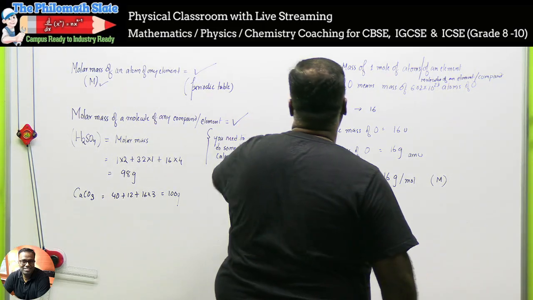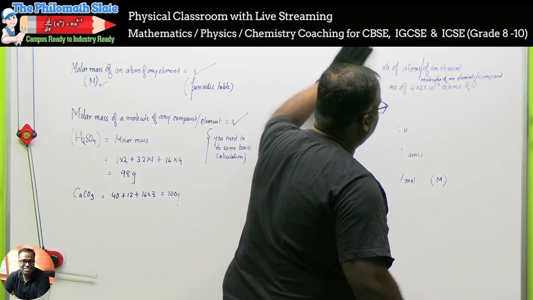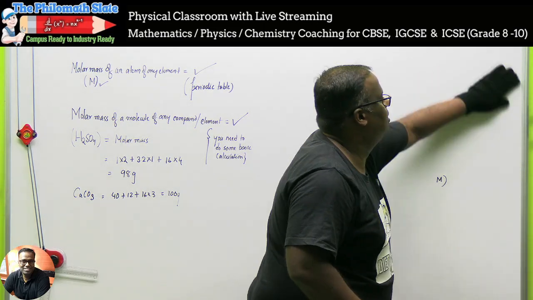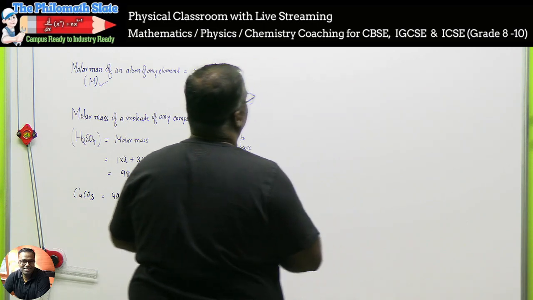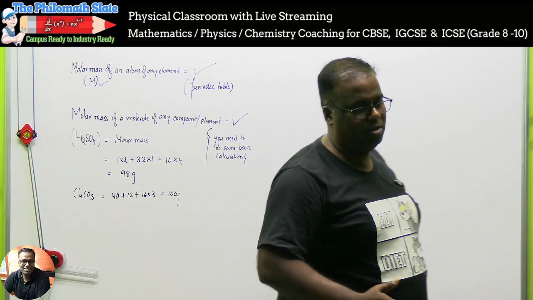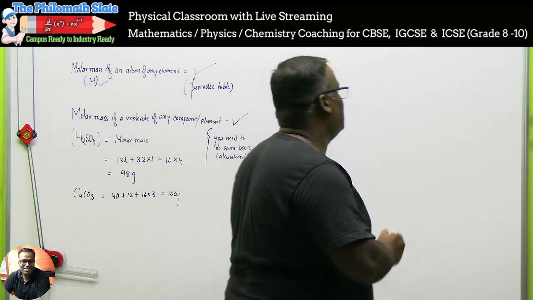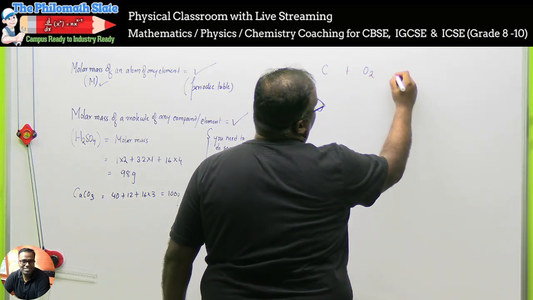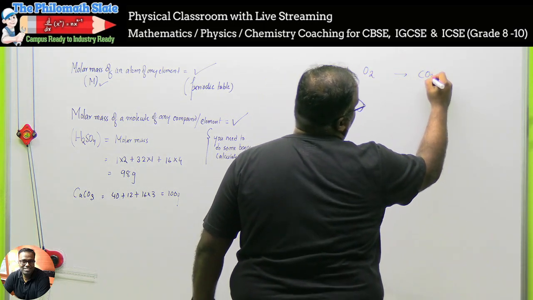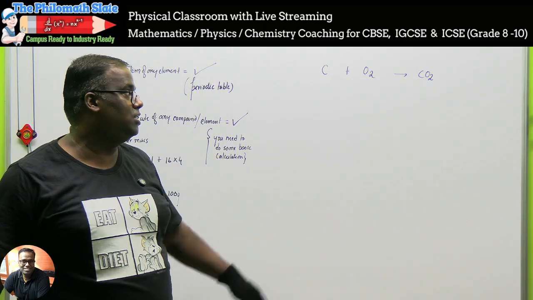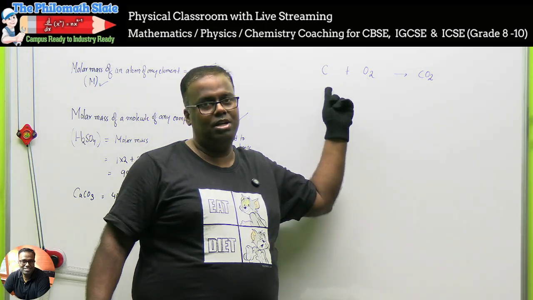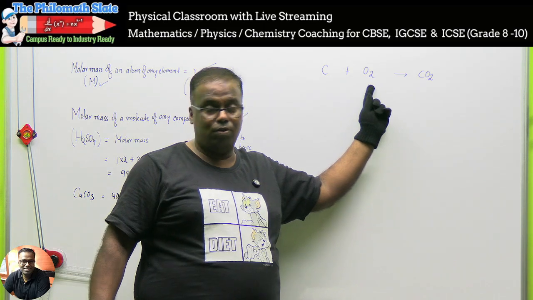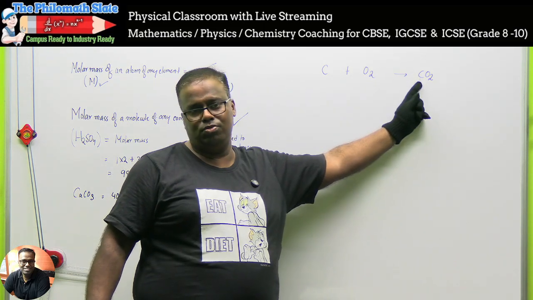If these two are known to you, then another thing you should know is, now when we do a reaction, let's take a reaction. Our reaction is C plus O2 gives CO2. Now, how did you read this reaction? One atom of carbon reacts with one molecule of oxygen to give one molecule of CO2.